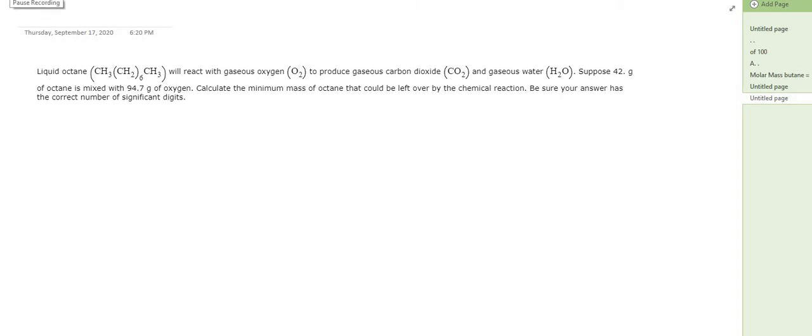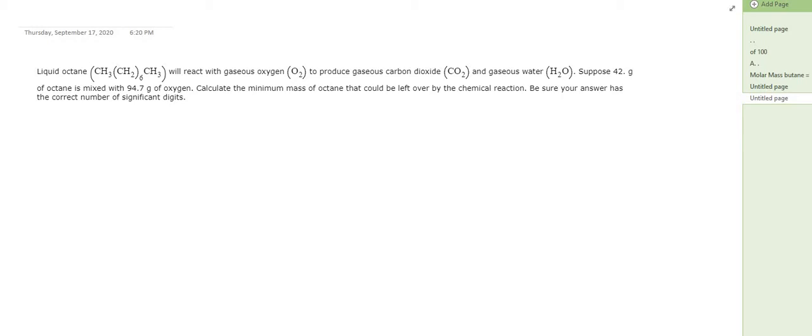Okay, here's kind of a challenging problem, I guess. But the problem is this. Liquid octane will react with oxygen to produce carbon dioxide and water. And so suppose 42 grams of octane is mixed with 94.7 grams of oxygen. Calculate the minimum mass of octane that could be left over by the chemical reaction.